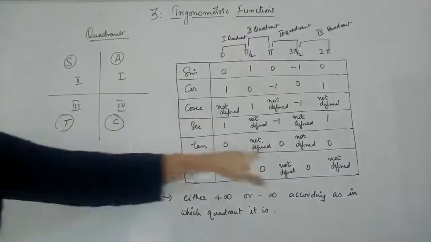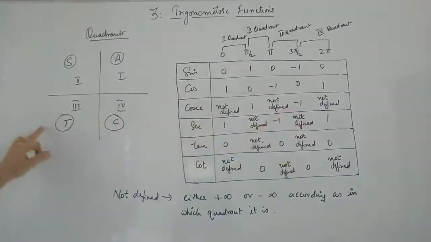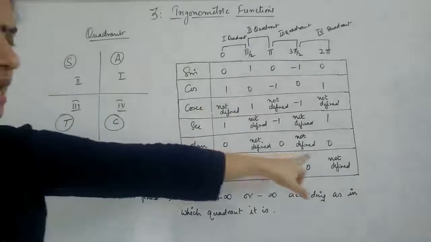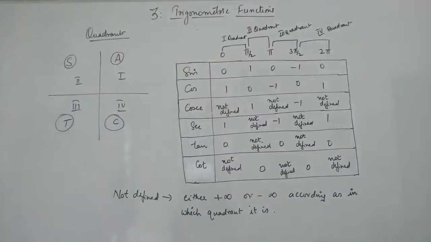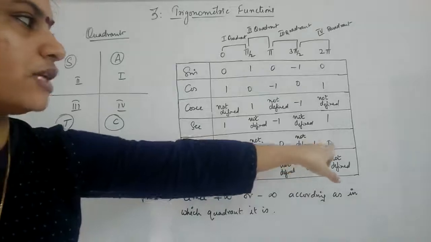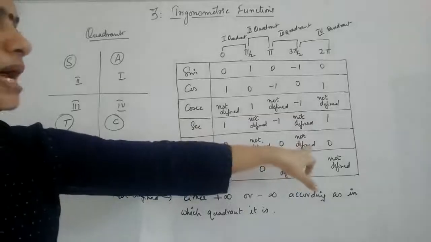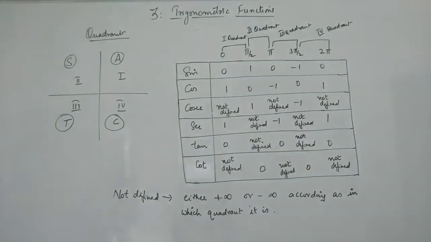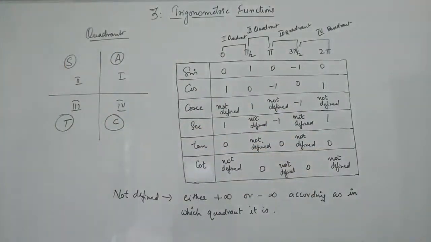Next in the third quadrant you have it to be from 0 to not defined. Again in the third quadrant tan is positive. Tan is positive means you have to treat this not defined as infinity. So it is 0 to infinity, which means the function is increasing in the third quadrant. In the fourth quadrant, it is ranging from not defined to 0. Again in the fourth quadrant tan will be negative. That means it will become minus infinity to 0. So the value ranges from minus infinity to 0, which means it is increasing.